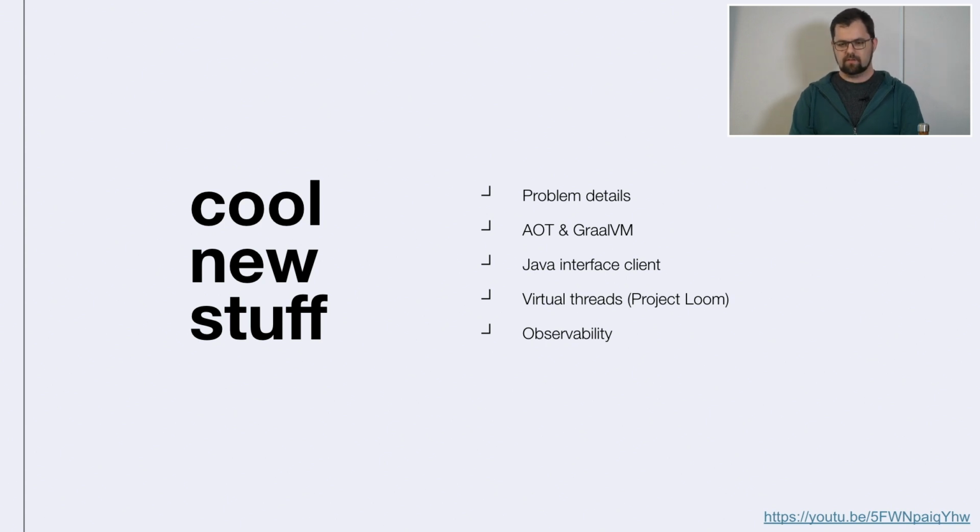So next up is AOT, as in ahead-of-time compilation, which makes it possible for us to compile our applications into GraalVM native images. This has the promise to create a more performant and memory efficient application, which starts up much faster than it does with the JVM runtime.